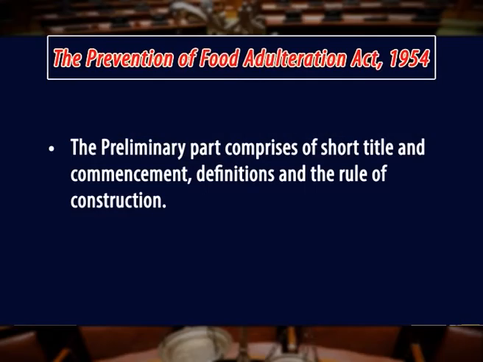The Act further provides for the constitution of a Central Committee for Food Standards and also vests the central government with powers regarding setting up of standards of quality for the articles of food and other related matters. The preliminary part comprises the short title and commencement, definitions and the rule of construction.